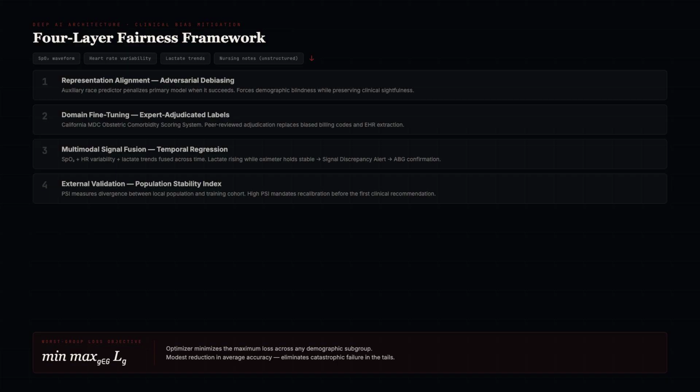The fairness objective is written into the loss function directly. L-fair equals the standard cross-entropy loss plus lambda times delta, where delta measures disparity across protected demographic subgroups. In worst group loss mode, the optimizer minimizes the maximum loss across any subgroup, accepting a modest reduction in average accuracy to eliminate catastrophic failure in the tails.